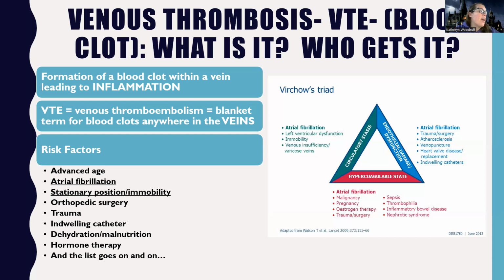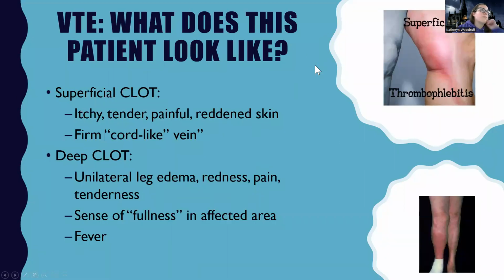You can see here there are a lot of different reasons for blood clots, but the most common ones you're going to see, atrial fibrillation is a big one. And then being immobile, which is why we usually have all patients in the hospital on DVT prophylaxis to prevent them from getting those blood clots.